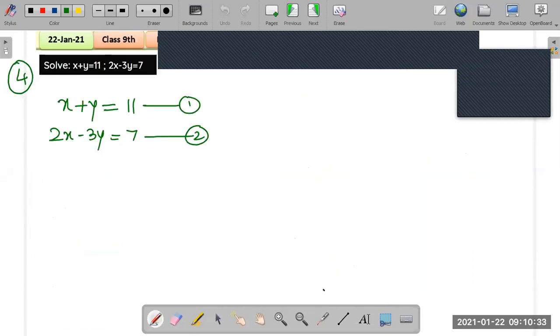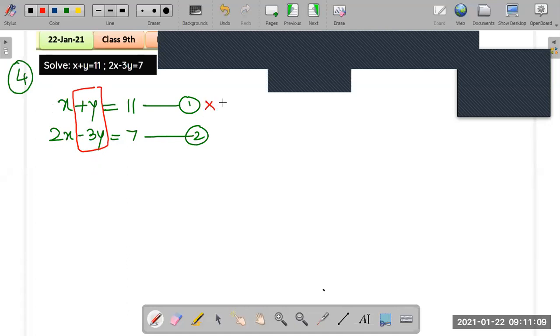Let's move to question number 4. So we start with numbering the equation 1 and equation 2. And now look for same coefficients. The coefficients of x are 1 and 2. The coefficients of y are 1 and 3. So we need to make the coefficients same, right? It's 1 and minus 3. What can be done? Let's work on the y coefficients. So what should be done?